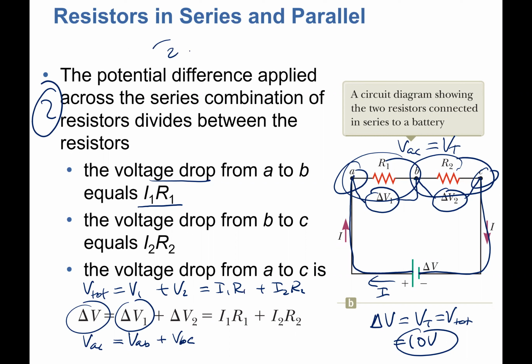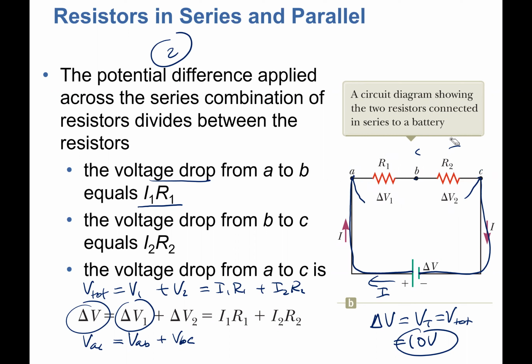So condition 2 means that voltage is distributed to your resistors. If they're connected in series, the voltage that the battery provides will be given, some of it to resistor 1, some of it to resistor 2. Now, how much will be given to resistor 1? How much will be given to resistor 2? Well, it depends.